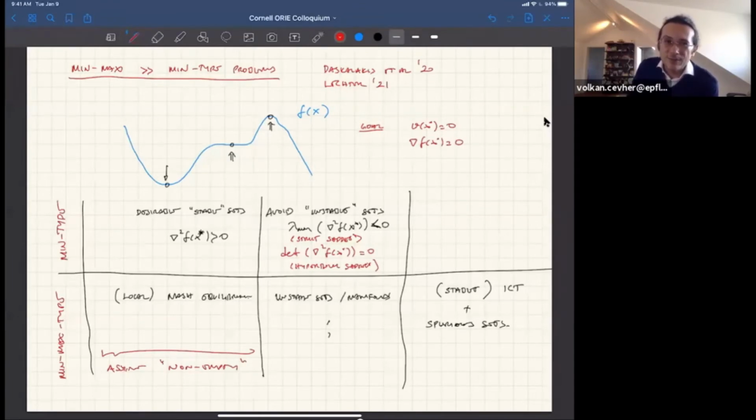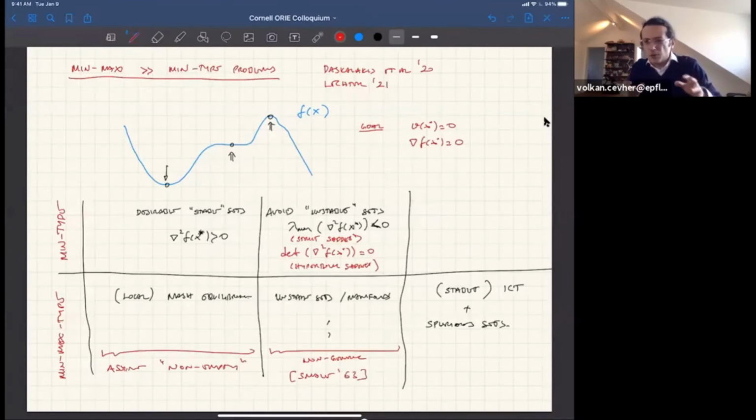Now, here's the issue. This thing is non-generic in the topological sense. So this is a theorem by Smale, 63, meaning that you perturb the problem a little bit and they disappear, okay? However, in the same sense, these spurious attractors are generic, meaning they occur very easily and quite often, right?